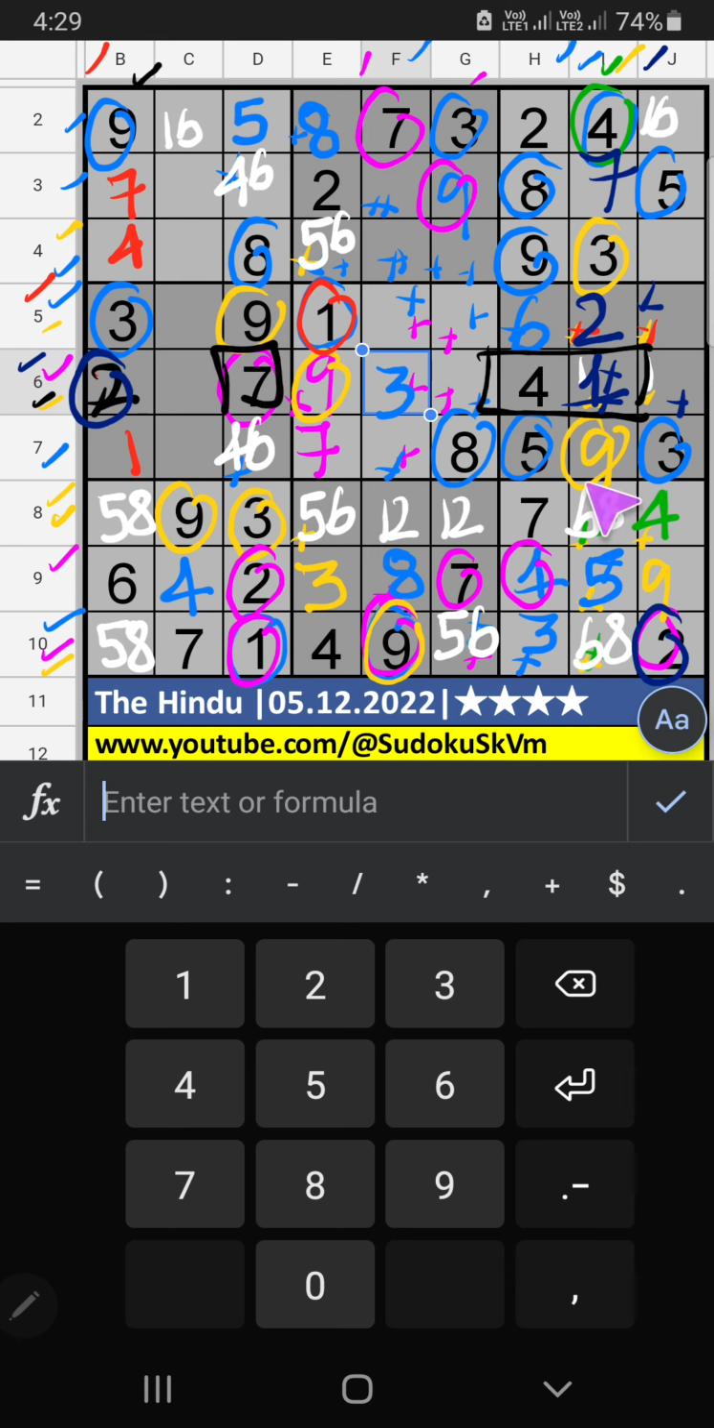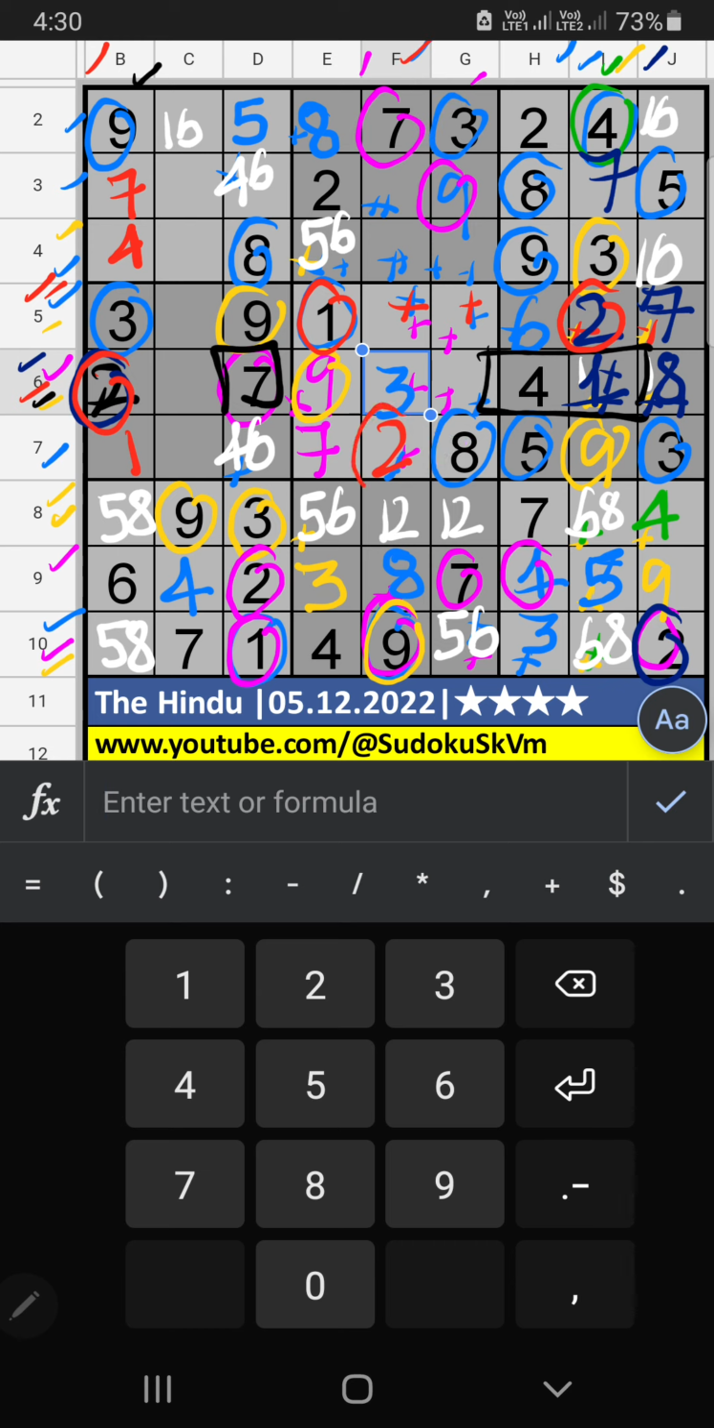Then 6th grid, 2 numbers are remaining, 7 and 8. 6th row, we have 7. So 7 can't come in the cell. 7 is confirmed here. Then 8 is here. Then column J, 2 numbers are remaining, 1 and 6. It will come in another 2 cells. We will confirm later. 5th row and 6th row, we have 2. So 2 can't come in these cells, then 2 is confirmed here.